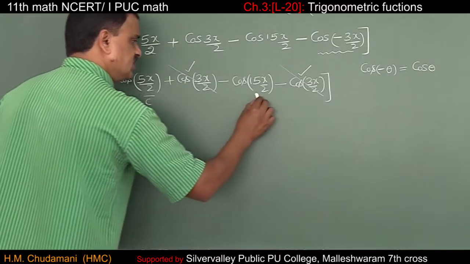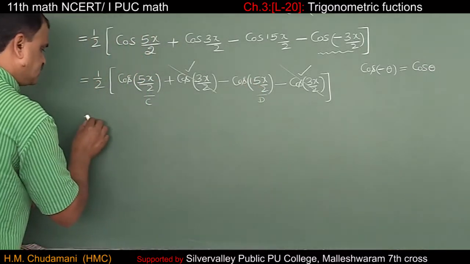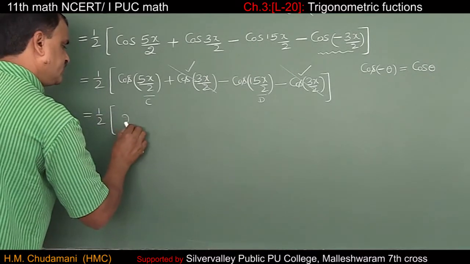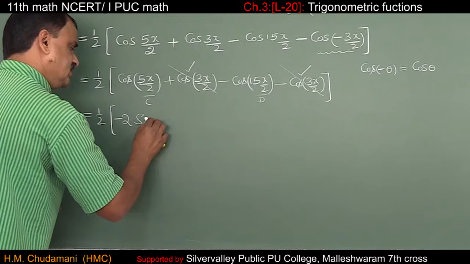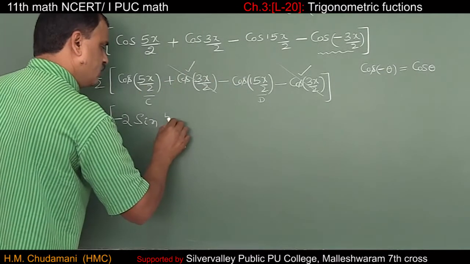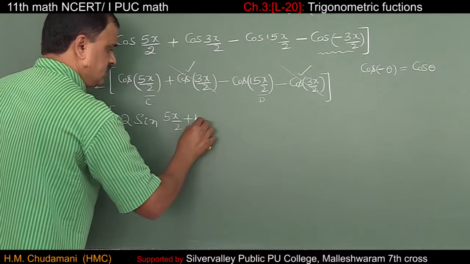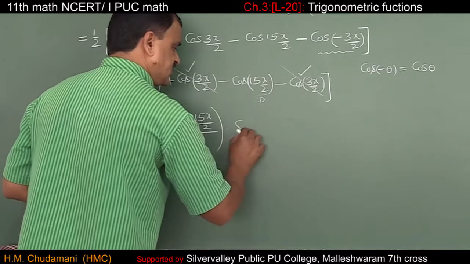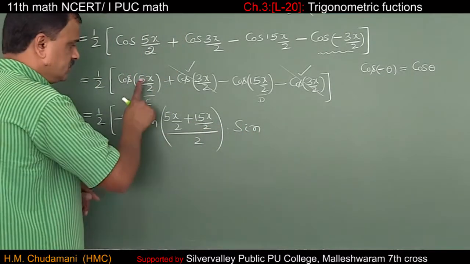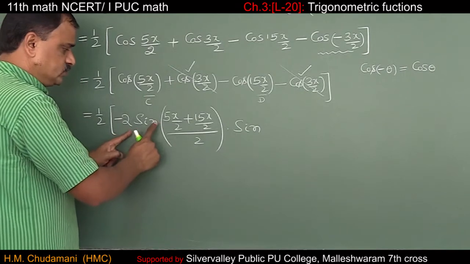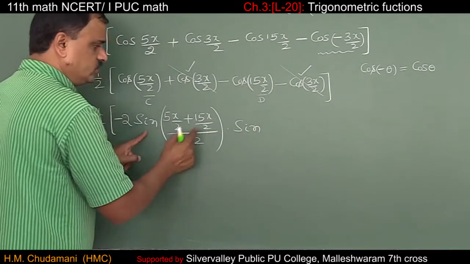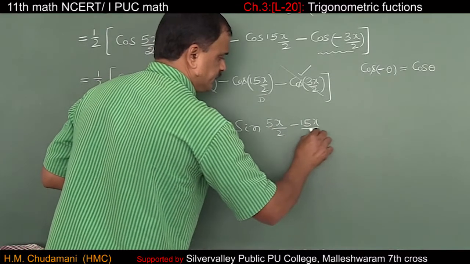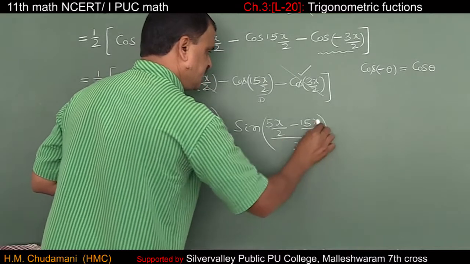This is cos C minus cos D. What is cos C minus cos D? Cos C minus cos D means minus 2 sin C plus D by 2 into sin C minus D by 2.